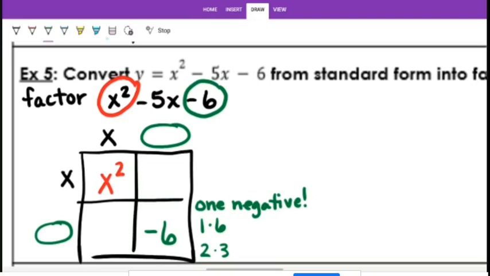Do I have any volunteers who might be able to tell me which one of these options we should pick from the list? Should we be going with 1 times 6 or 2 times 3? Any thoughts, Grace? That's exactly right. Can you help me understand why?